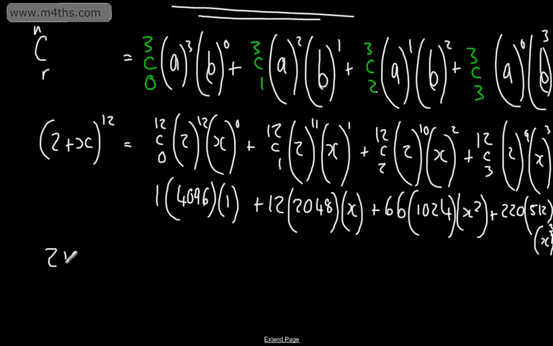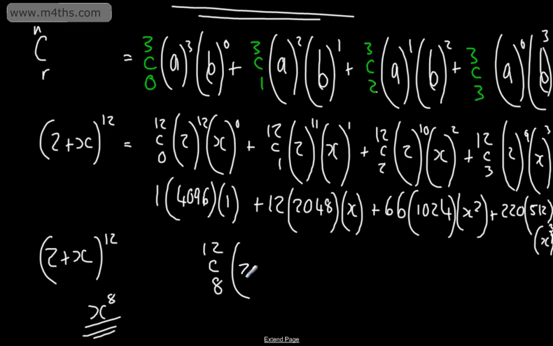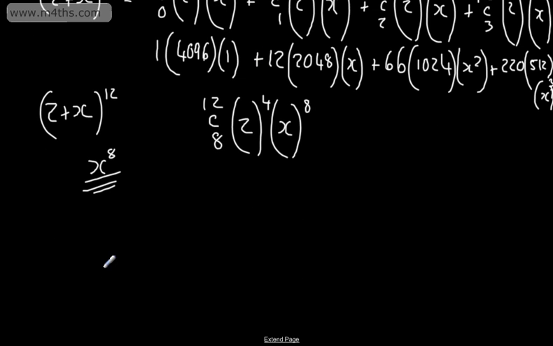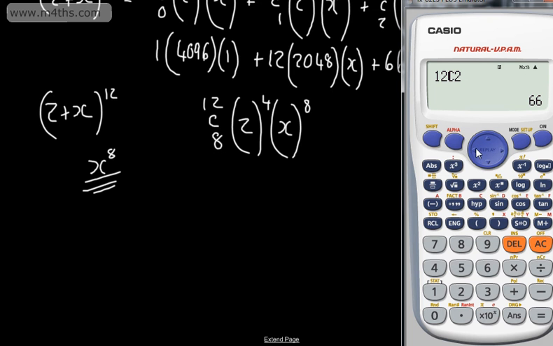Now, let's say we had 2 plus x to the 12th, and we wanted the term in x to the 8th. So if we wanted the term in x to the 8th, instead of using Pascal's triangle to list this all out, we can just jump straight there, and that would be 12c8. We're going to have 2 to the power of 4, and then x to the power of 8. So if we can work out 12c8 and then times it by 2 to the 4th, then we've got the coefficient of the term in x to the 8th.